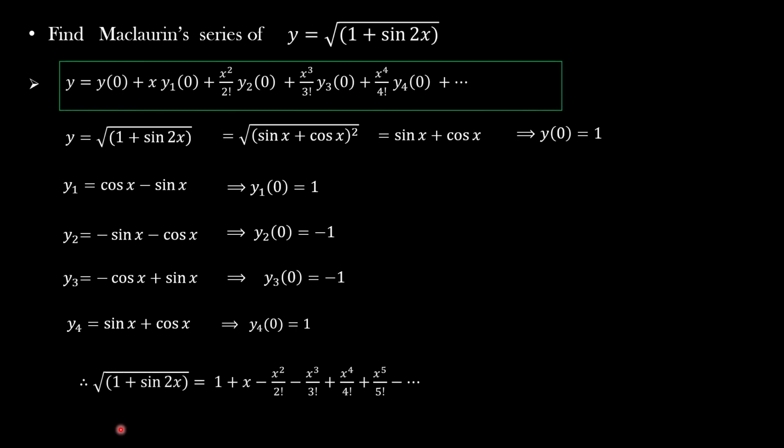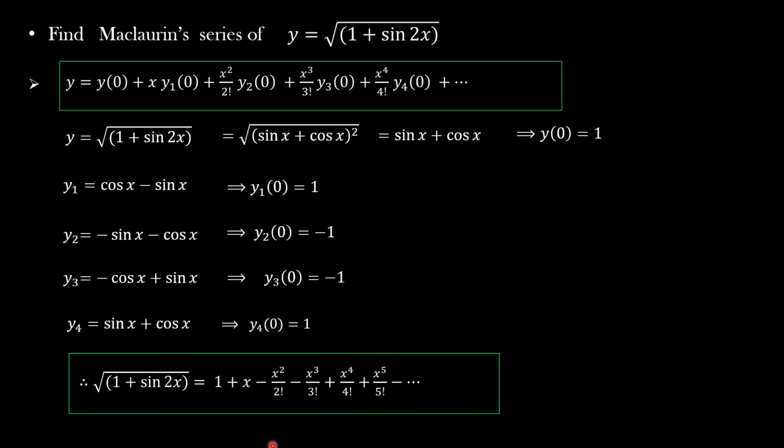Therefore, root of 1 plus sine 2x is equal to 1 plus x minus x square by 2 factorial minus x cube by 3 factorial plus x to the power 4 by 4 factorial and so on.